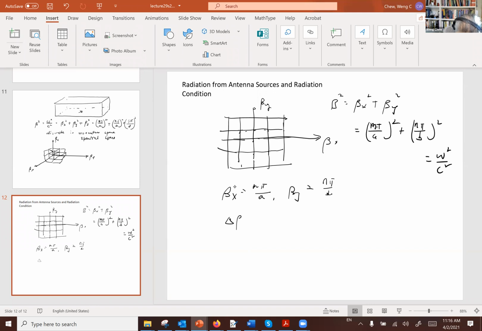goes to 0. Similarly, the discretization for beta y goes to 0 when a goes to infinity and b goes to infinity. This is b. This is a. Can you see that? So there are grid points where the resonance solutions exist in the K space, in the beta space. And those grid points become denser and denser if the cavity becomes larger and larger.